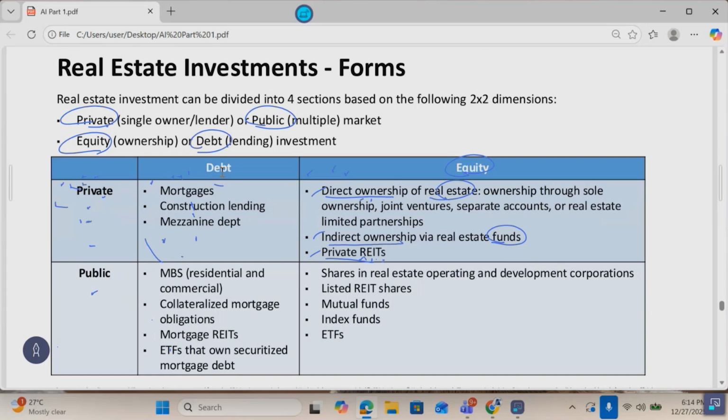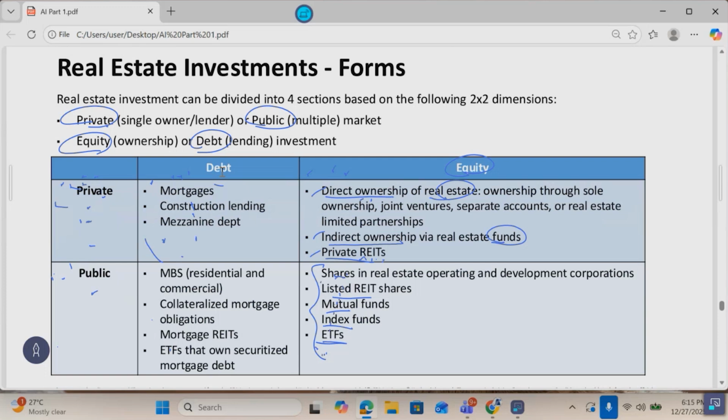Now, public ones, which are publicly listed. Publicly listed, you can just go and buy them, and you get an exposure to real estate. How do you do that? Let's go to equity again. You can buy exchange traded funds, index funds, mutual funds, listed. All of these are basically avenues which deal in real estate, and they use your money to invest in real estate. Since they invest in real estate, you are getting exposure to real estate.